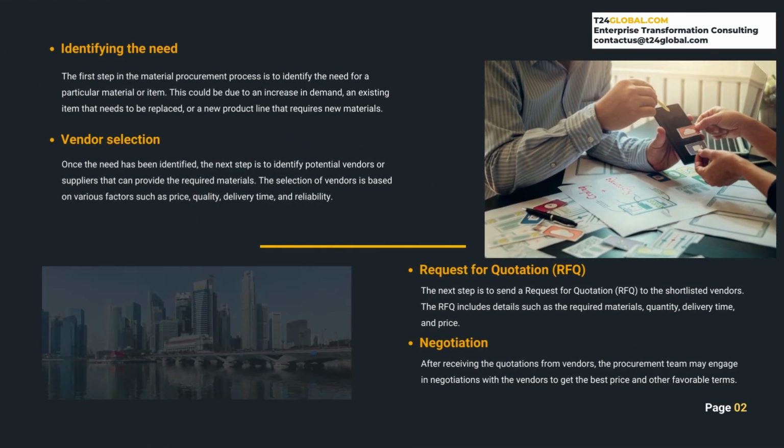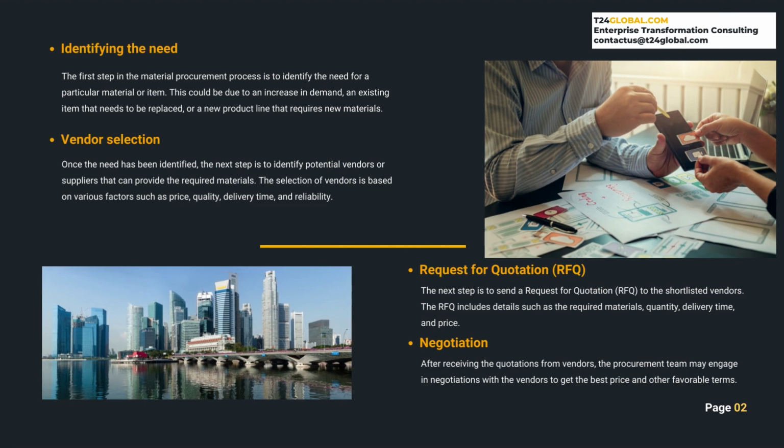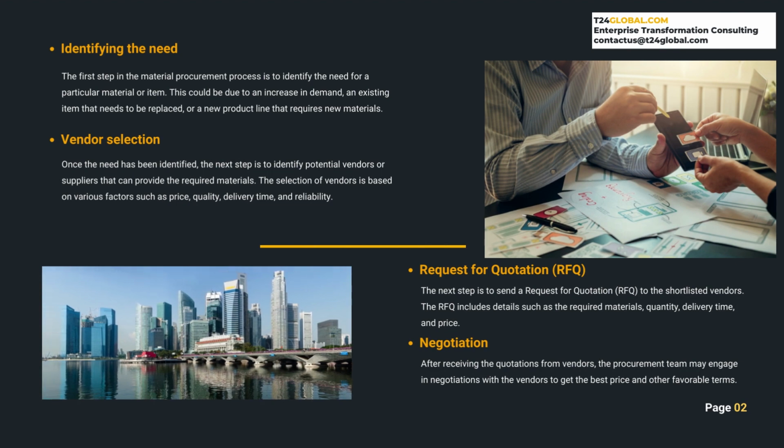The first stage of the material procurement process is the identification of the need for a particular material or item. This could be due to various reasons, such as an increase in demand for a particular product or service, an existing item that needs to be replaced, or a new product line that requires new materials. The procurement team needs to identify the need accurately to ensure that the procurement process is aligned with the organization's requirements.